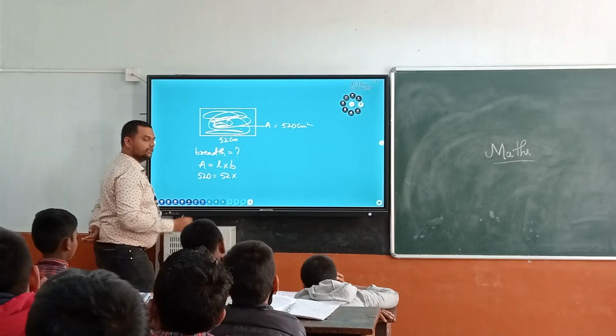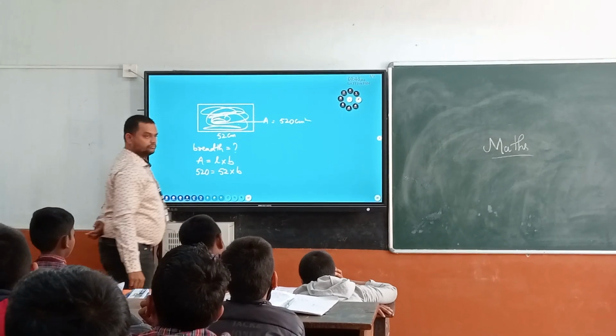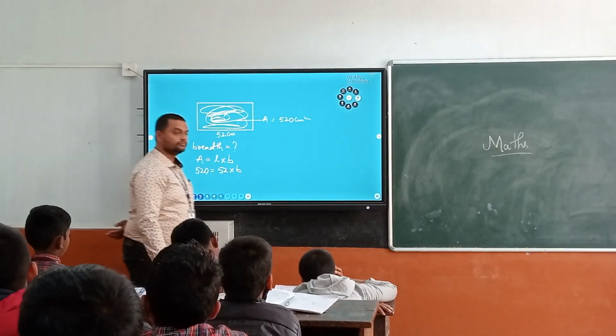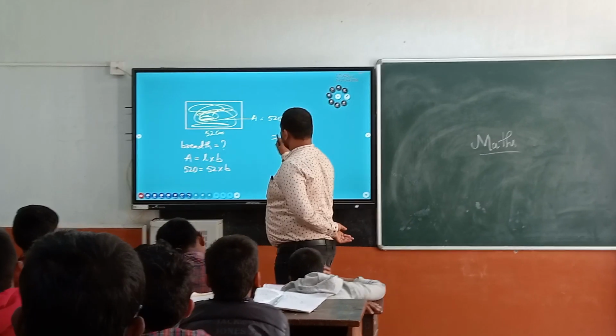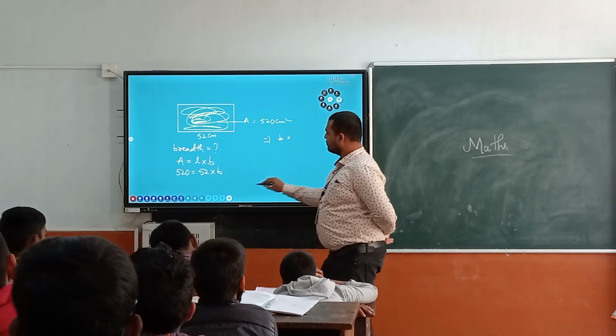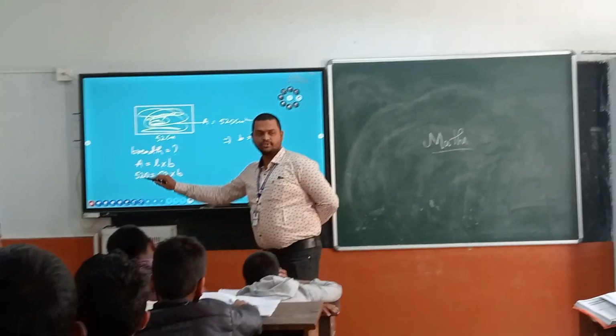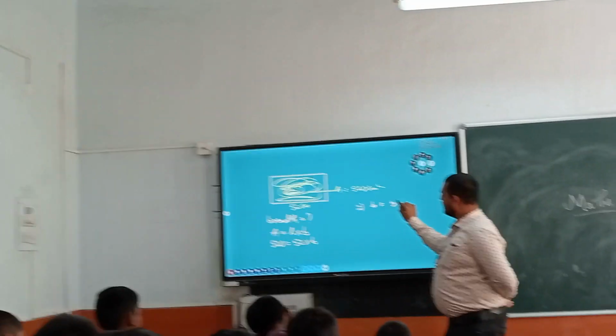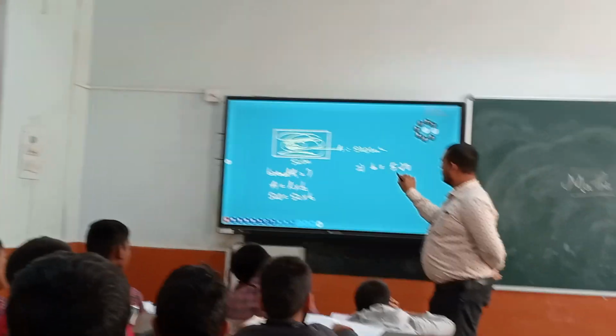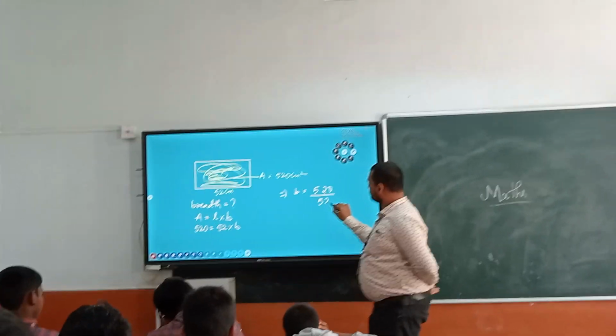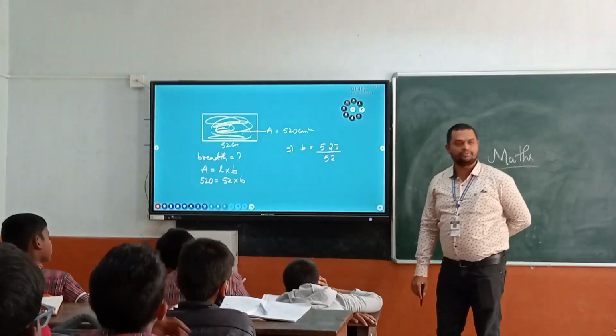And what about the breadth? We don't know that unknown value. So what do we require now? Breadth is required. So keep B aside and transpose 52 to the left side. When a multiplication is transposed to the left, it becomes division. Look here, 520 by 52.